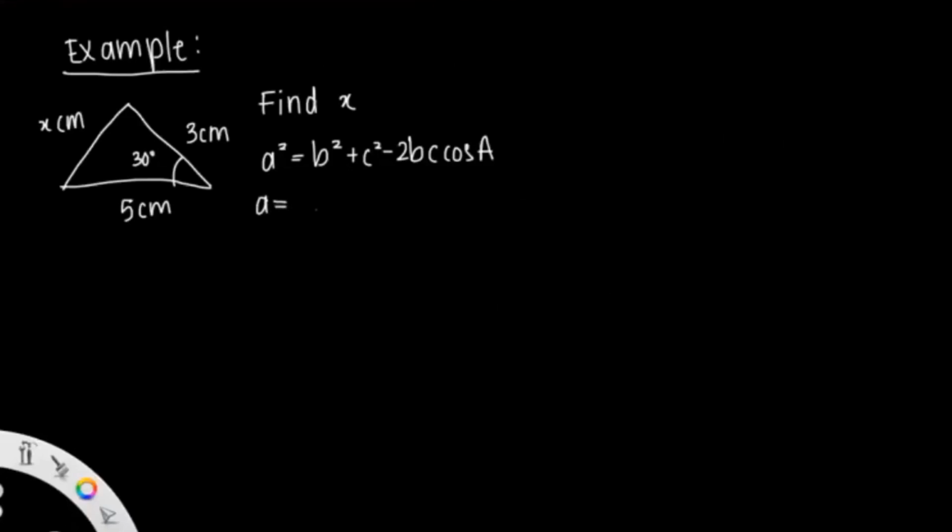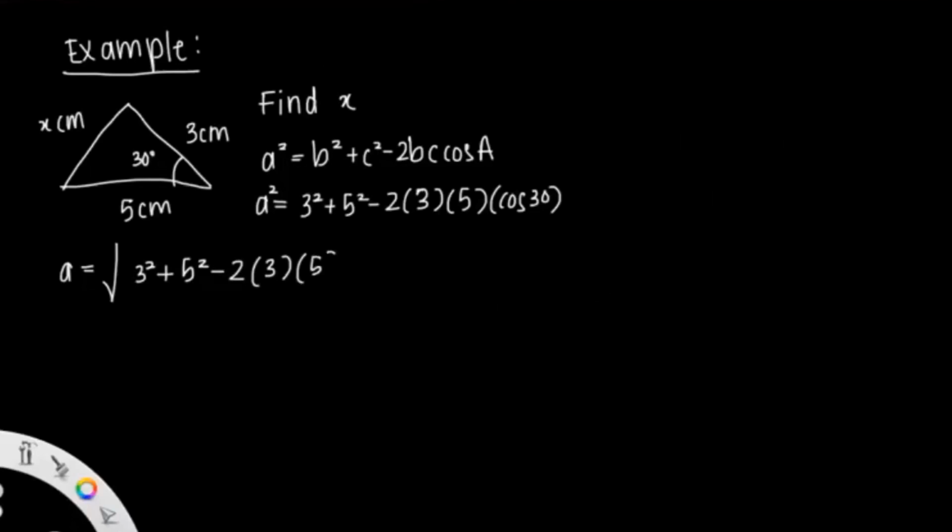Then I'm just going to sub in the values that I have into the equation. So 3 squared plus 5 squared minus 2 times 3 times 5 times cosine of 30. Since you're finding a, you're going to square root the whole thing. So a equals the square root of 3 squared plus 5 squared minus 2 times 3 times 5 times cosine of 30. So you square root that, you put it in your calculator, and you'll get the centimeters. Make sure to round it off to 3 significant figures because you're finding the length.